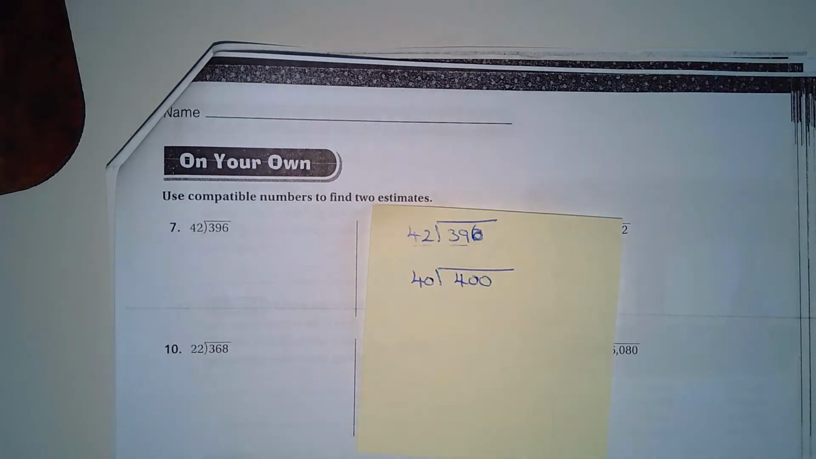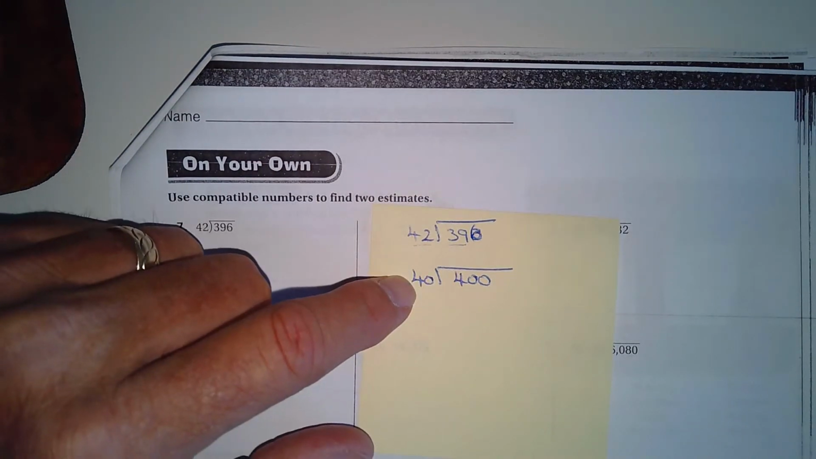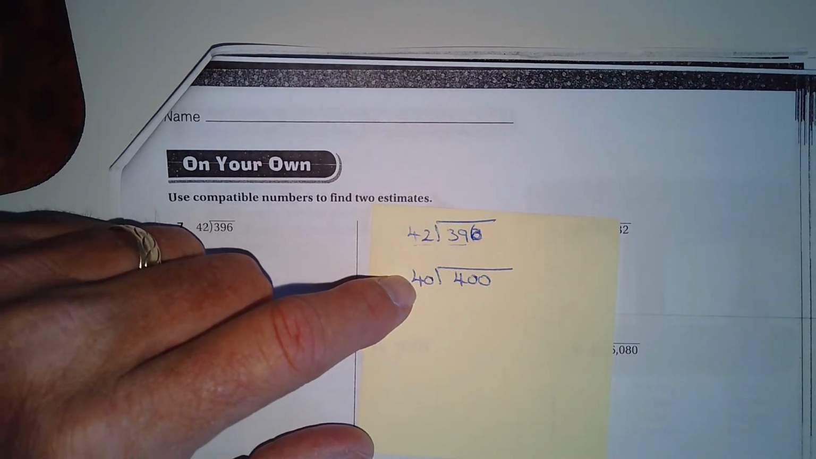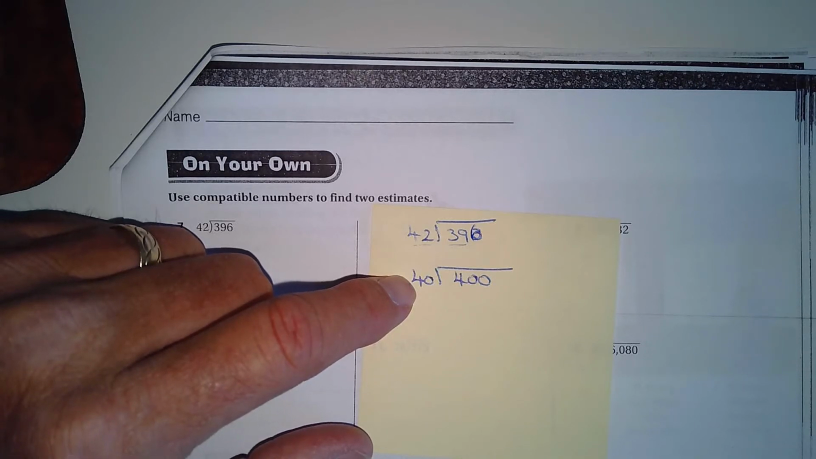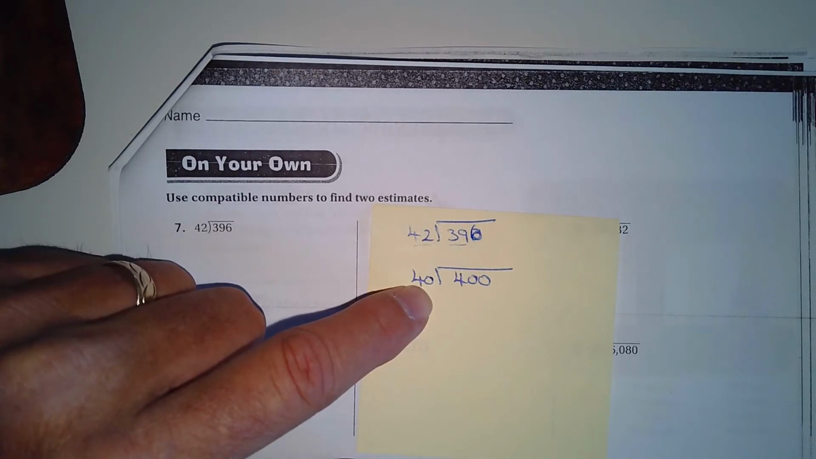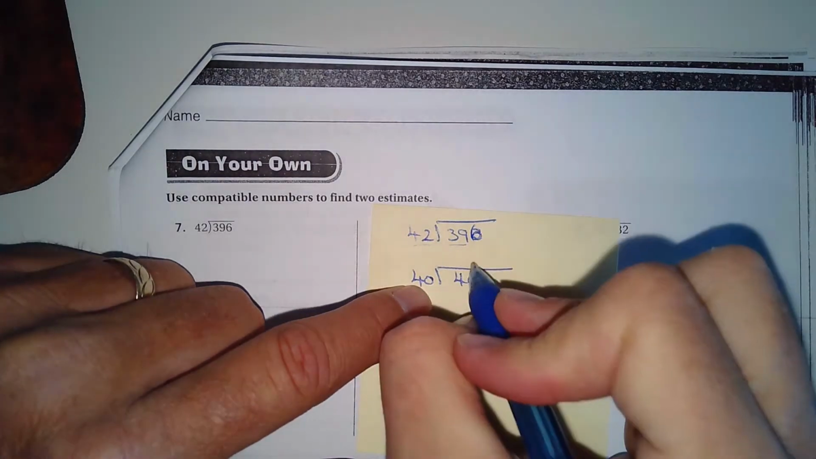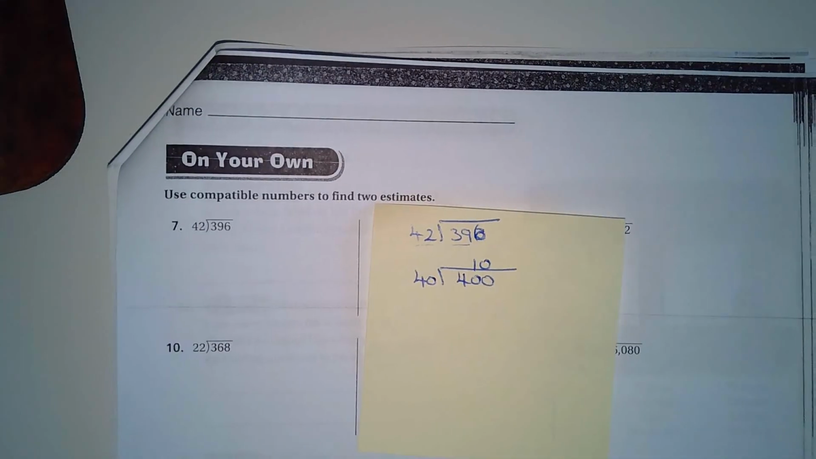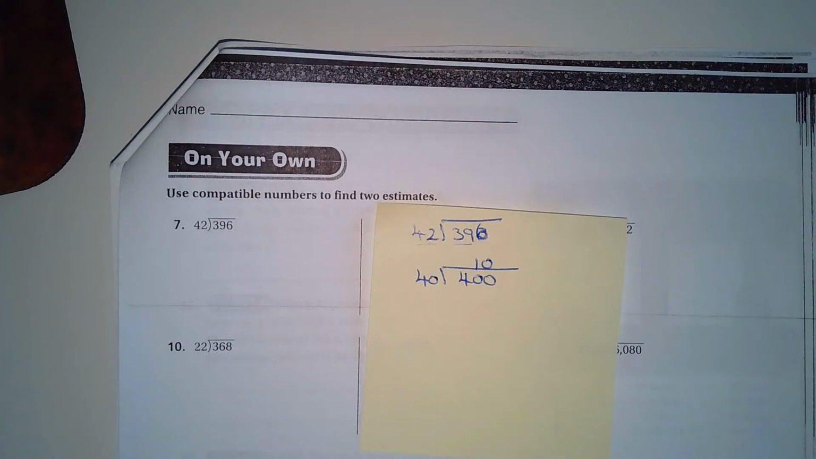All right. How many times does 40 go into 400? Well, I've told you guys a few times, and you should know by now. Any number times 10, you just add a 0. So if I did 40 times 10, what would that be? 400. So really all I have to do is just do 10 right there. I know it goes in 10 times.